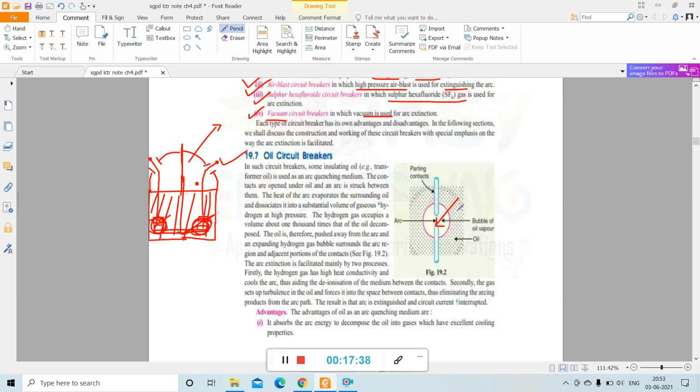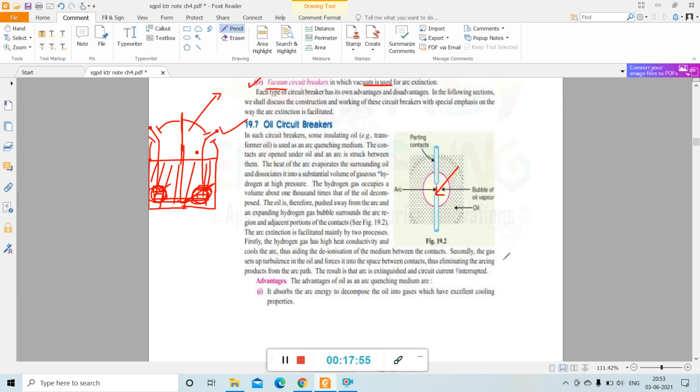Okay, so this hydrogen gas creates turbulence in this oil medium, so it forces the oil into this arc path, and thus eliminates the arcing products from this arc path. So in this way the arc is extinguished and the circuit current is interrupted.